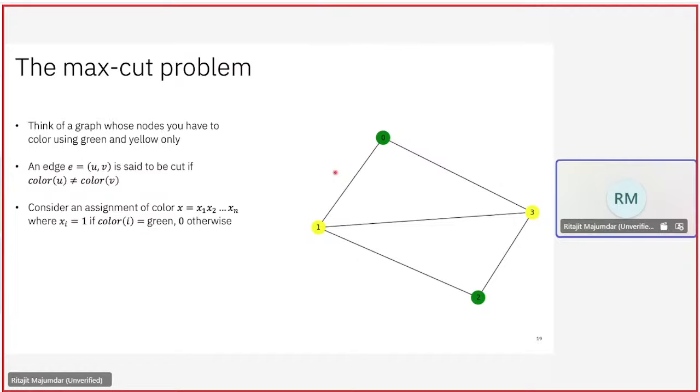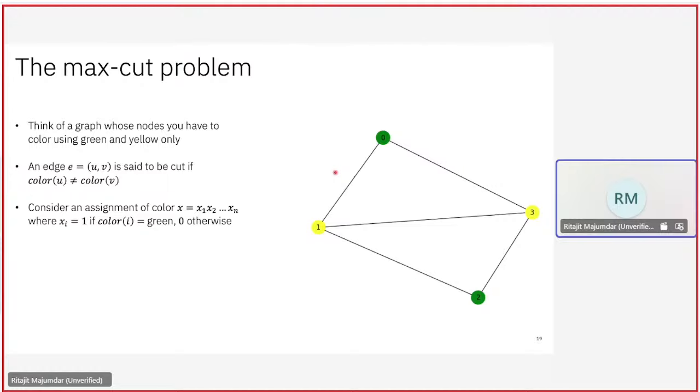Now, remember the first thing that we said. We understand why this problem is important, but we want to solve this. This is an NP hard problem. This is also what is called an APX hard problem.